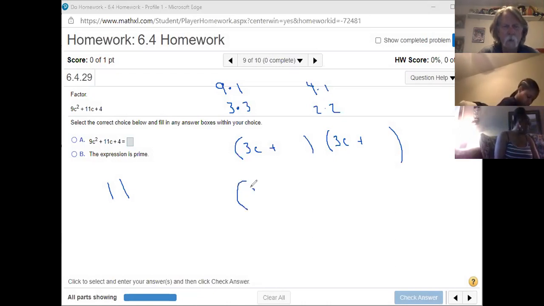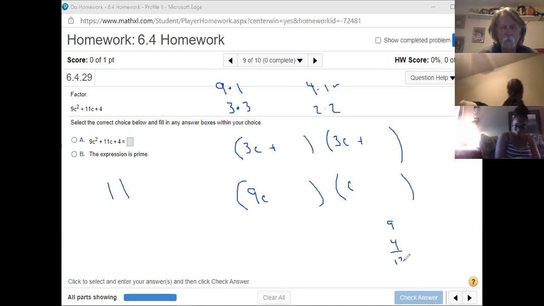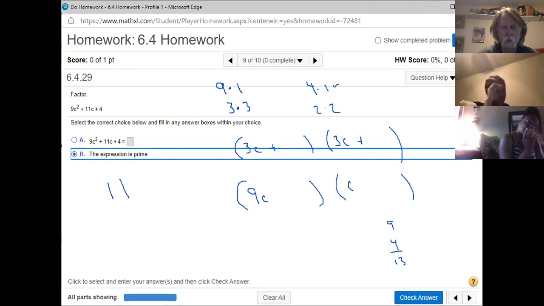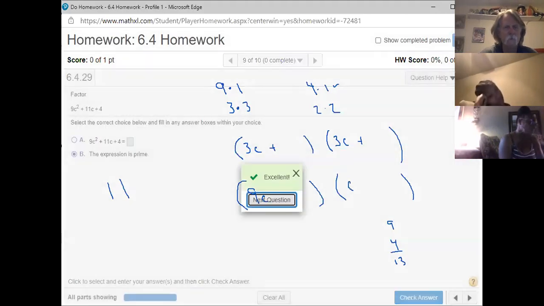This might be prime. 9, 1, and 1. So now I'm going back here and looking at these. If I went 9 times 1, that's 9, and I got a 4. So that's going to be 13. 9 times 2 is 18. So I'm going to click on prime and see if I'm right. Oh, that one was prime. Just piddling around, and it turns out it's prime.